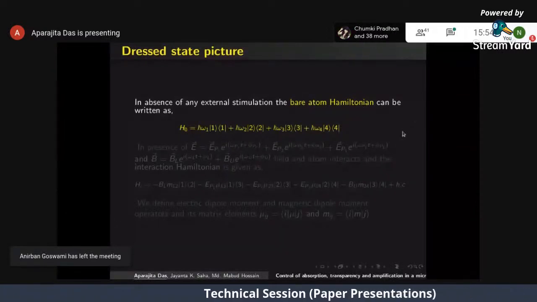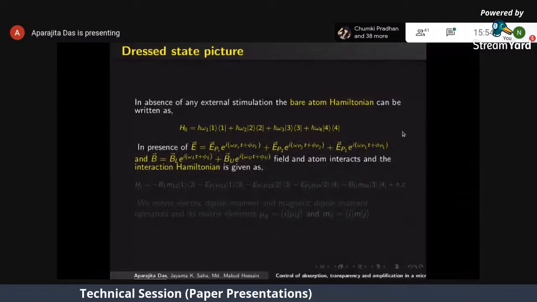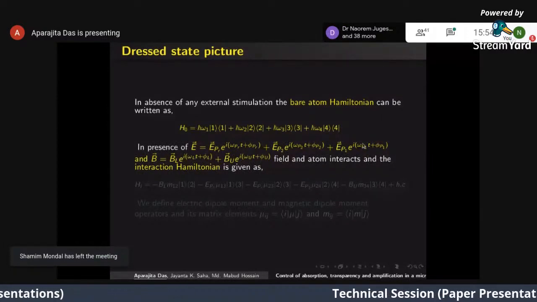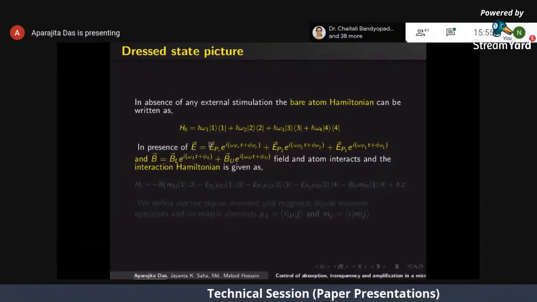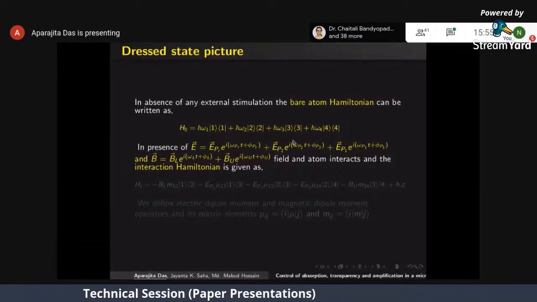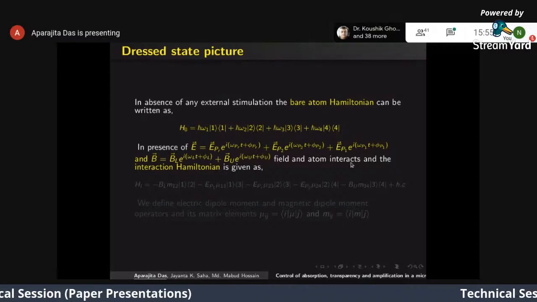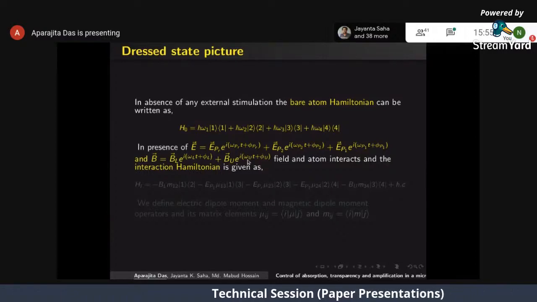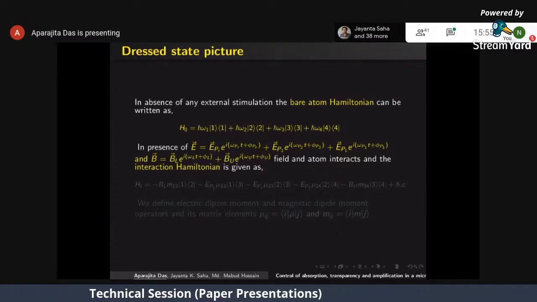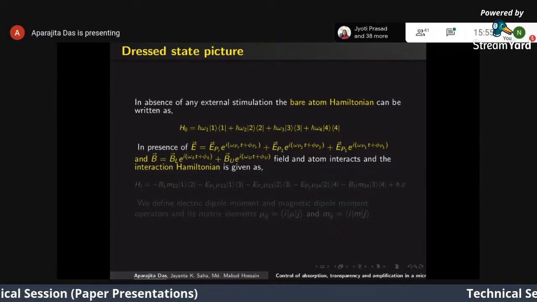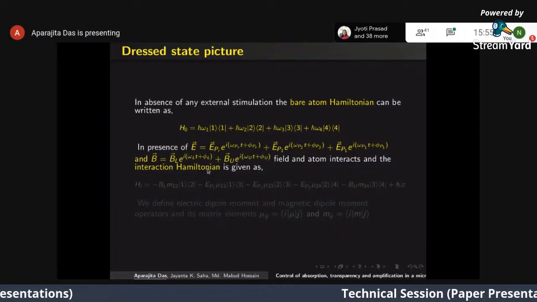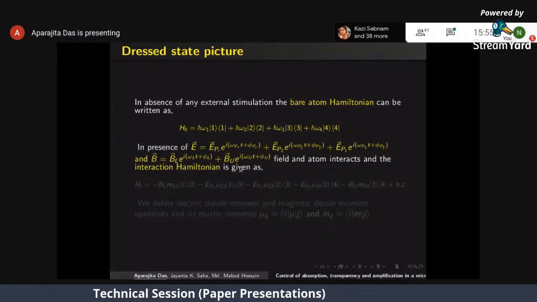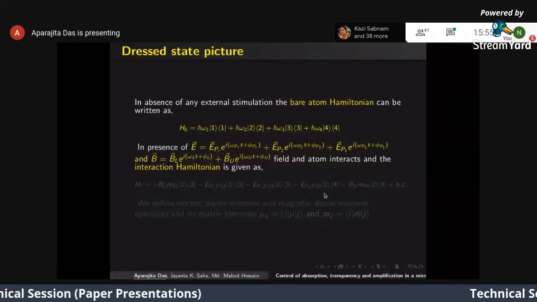As the pump and probe transitions are driven by the electric field component of the incident electromagnetic field, so this EP, EP2, and EP1 are the electric field components of those fields. And as we are coupling the lower ground hyperfine levels and excited hyperfine levels by the magnetic field of the incident microwave field, we should consider the magnetic field components of the microwave field.